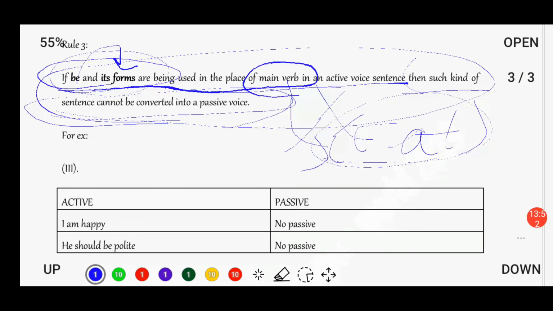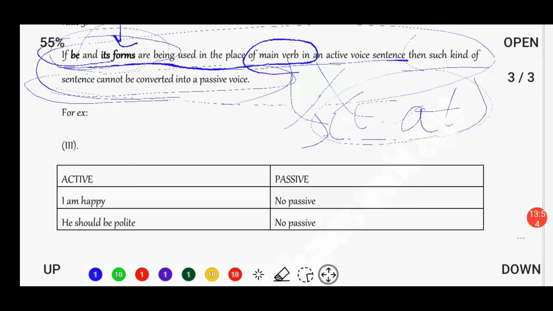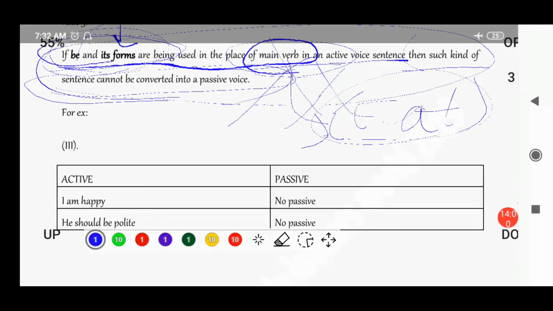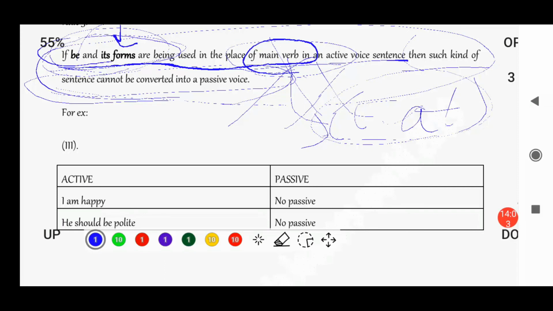If any of the candidates face any sentence having be and its forms in the place of the main verb, there is no need to convert that sentence into a passive voice, and the sentence in the passive voice will also remain the same as the active voice.